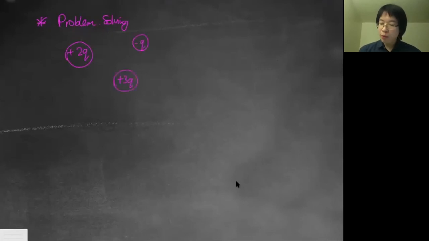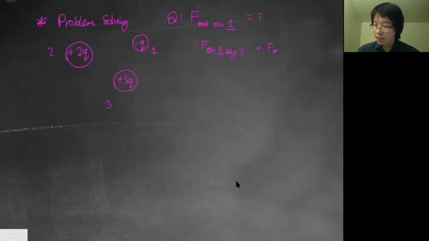And remember, when I ask for force, I need to ask for force on something by something. So let's call these charge number 1, charge number 2, charge number 3. Let's say I want to ask for the total force on 1. What is it really asking? Well, it's really asking for the force on 1 by 2 plus the force on 1 by 3.